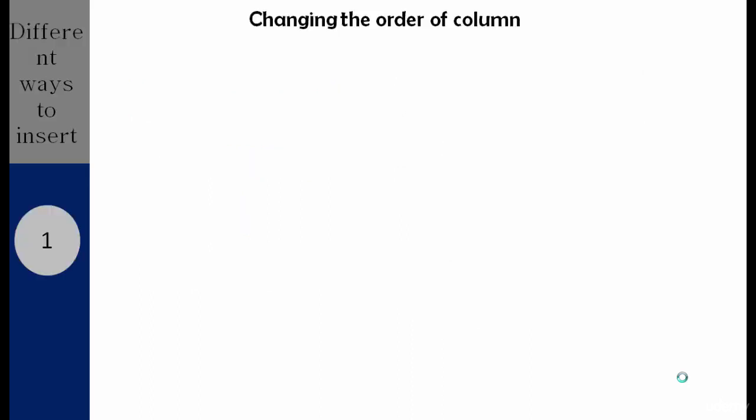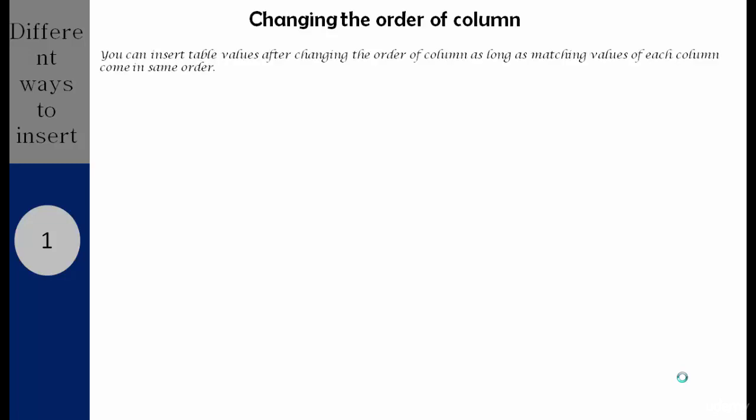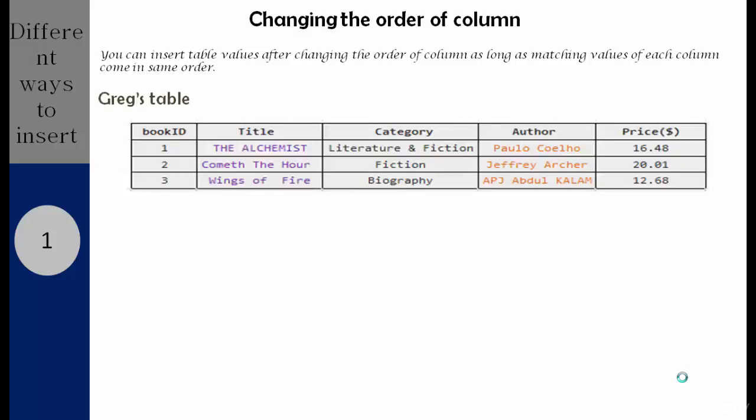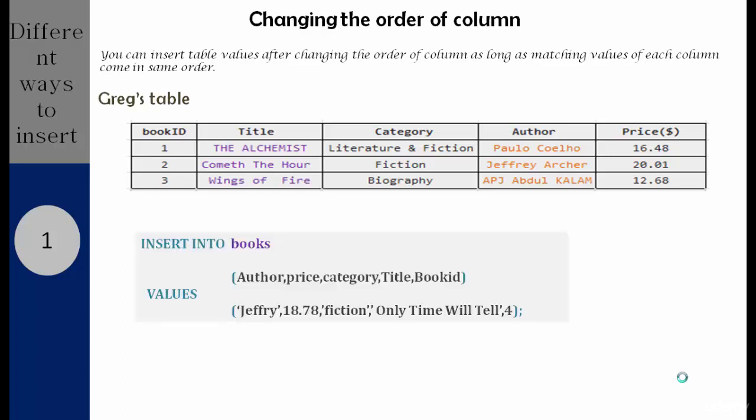As we have discussed before, the values should be in the same order as the names of the columns. Well, we can also insert values by changing the order of both columns and values. Let's read the statement. You can insert table values after changing the order of columns as long as matching values of each column come in the same order. What does this statement mean? Let's see Greg's table. If you see the order of columns, it's book ID, title, category, author, and price. Now let's see our statement.